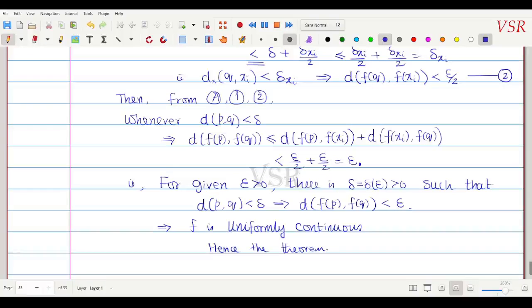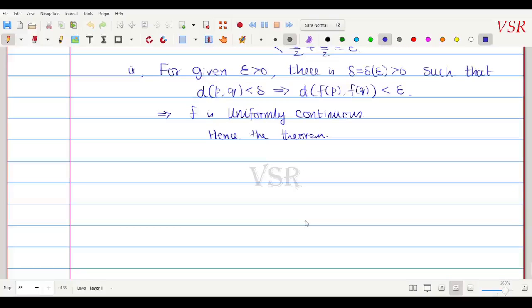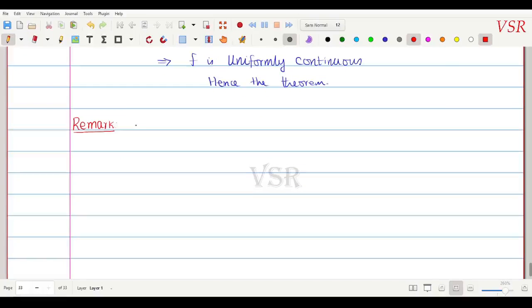Okay. So with this theorem, what do we learn from this theorem? Remark: what we have seen is that uniform continuity implies continuity. But the converse is not true.